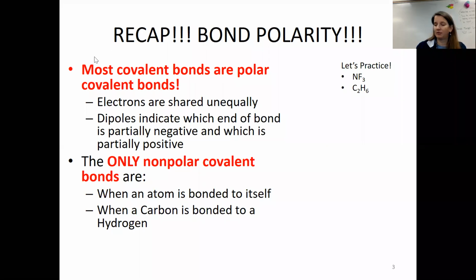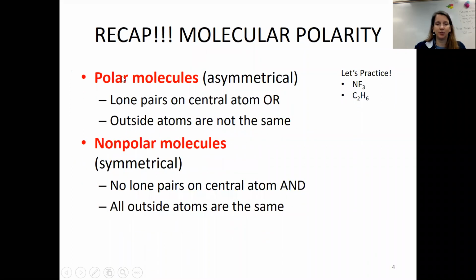Then the third thing we want to recap is molecular polarity. So we have polar molecules and nonpolar molecules. Polar molecules, remember, have to have either lone pairs on the central atom or different ending atoms. The outside atoms are not going to be the same. Nonpolar molecules mean that there are no lone pairs and the ends are the same.